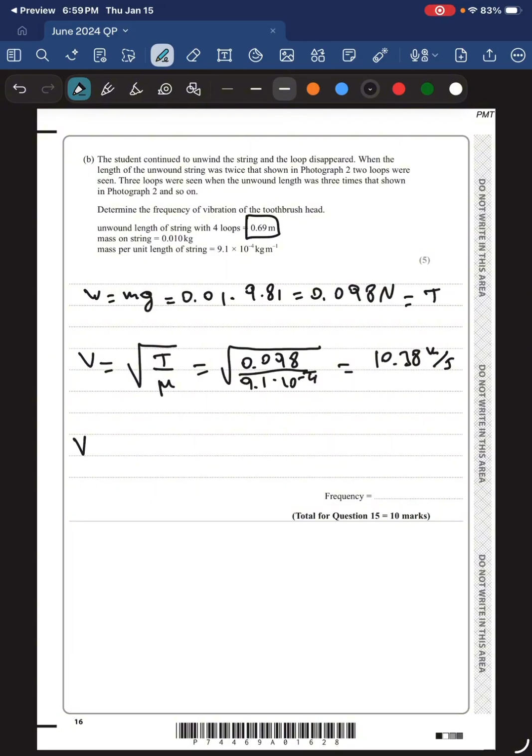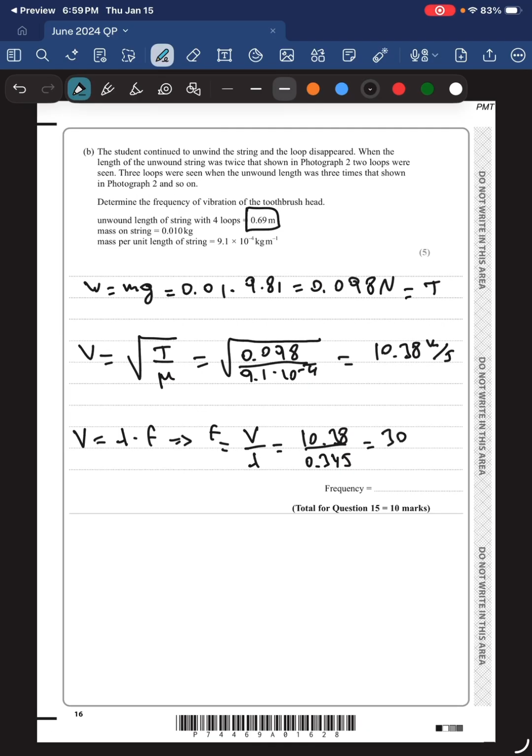And we know that the velocity of a wave is equal to its wavelength times its frequency. So the frequency is v over lambda, or 10.38 over 0.345, which is 30.1 hertz, or 30 hertz. Okay.